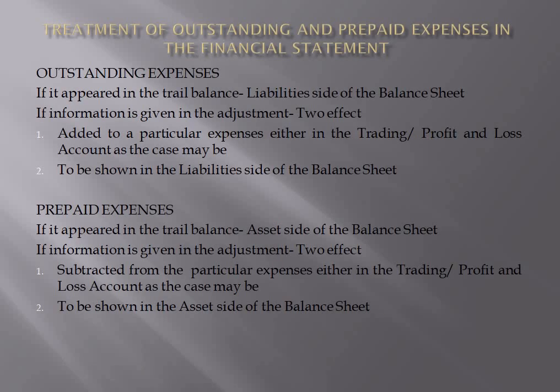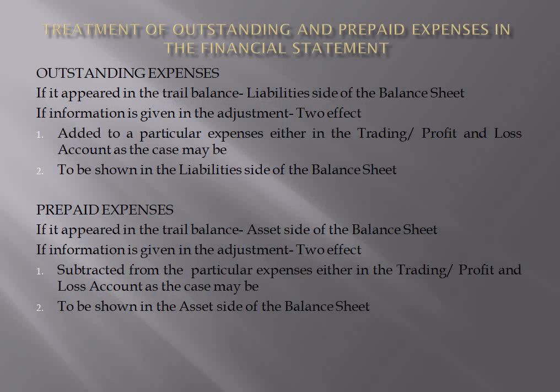Then the treatment of outstanding and prepaid expenses in the financial statement. So in the case of outstanding expenses, if it appears in the trial balance, it will be shown at the liability side of the balance sheet. If it's given in the adjustment, that is the additional information, it will have two effects. It has to be added to the particular expense either in the trading or profit and loss account. Then it has to be shown in the liability side of the balance sheet.